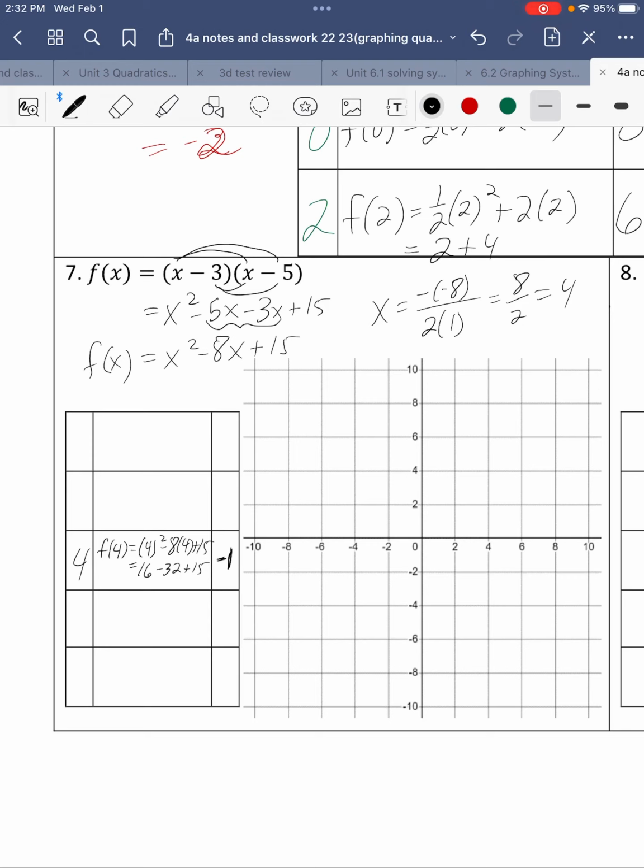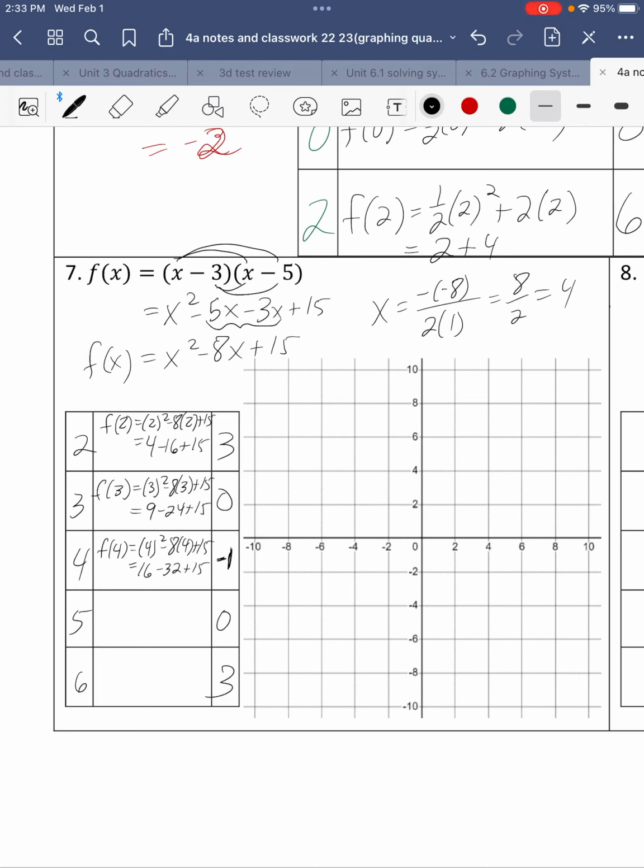We don't have a denominator, so I'm going to go by 1. So 5, 6, 3, 2. I'm going to substitute in 2 and 3. Those are smaller numbers. So when I substitute in 2, that's going to be 4 minus 16 plus 15. That's going to be 3. And when I substitute in 3, 9 minus 24 plus 15, that's going to be 0.